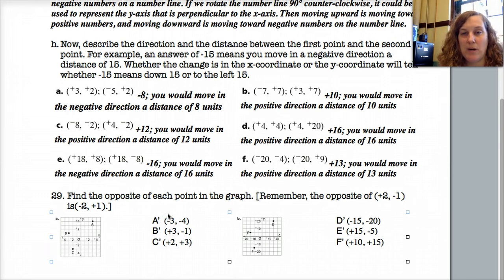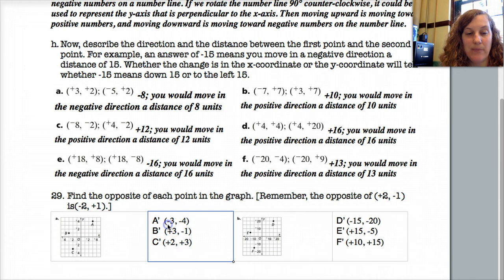Our last question is 29. Find the opposite of each point in the graph. So remember, the opposite of positive 2, negative 1 is negative 2, positive 1. So first you really need to find what each point is, and then you can find the opposite. So A is positive 3, positive 4. So A prime, or its opposite, is negative 3, negative 4. B is negative 3, positive 1. So its opposite is positive 3, negative 1. C is negative 2, negative 3, so its opposite is going to be positive 2, positive 3.